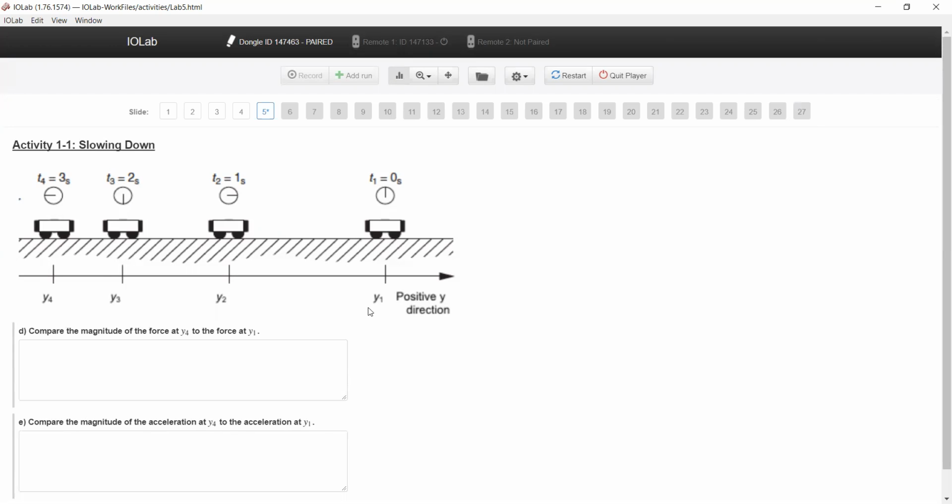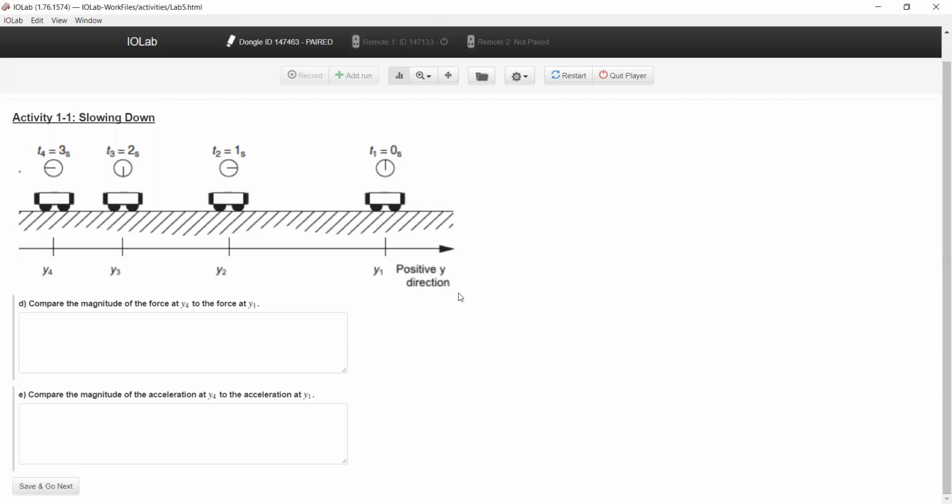Okay, so for the force, it should not change. There is no external force being applied here. What we are doing is just giving a force to this side with the hanging mass, and that doesn't change. So go ahead, write your answers. And we'll see when we do the actual experiment. After writing the answer, do not forget to click on save and go next.